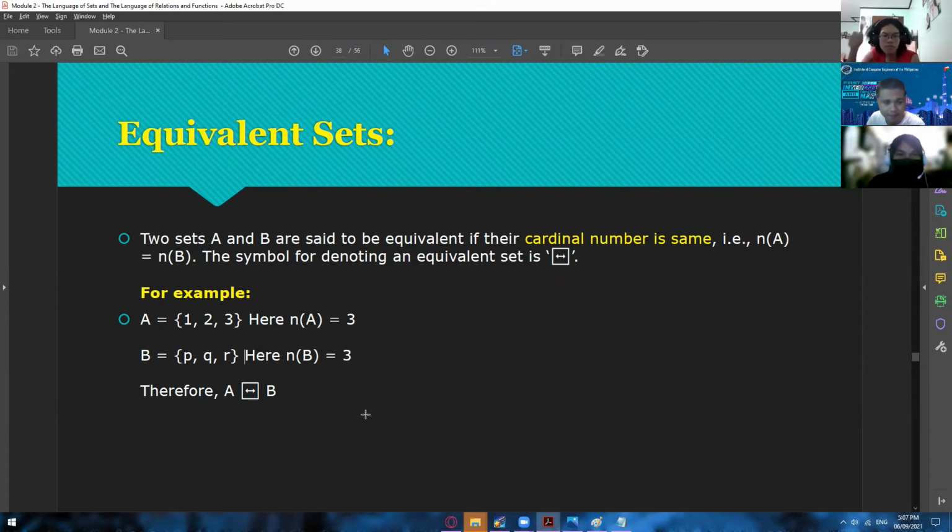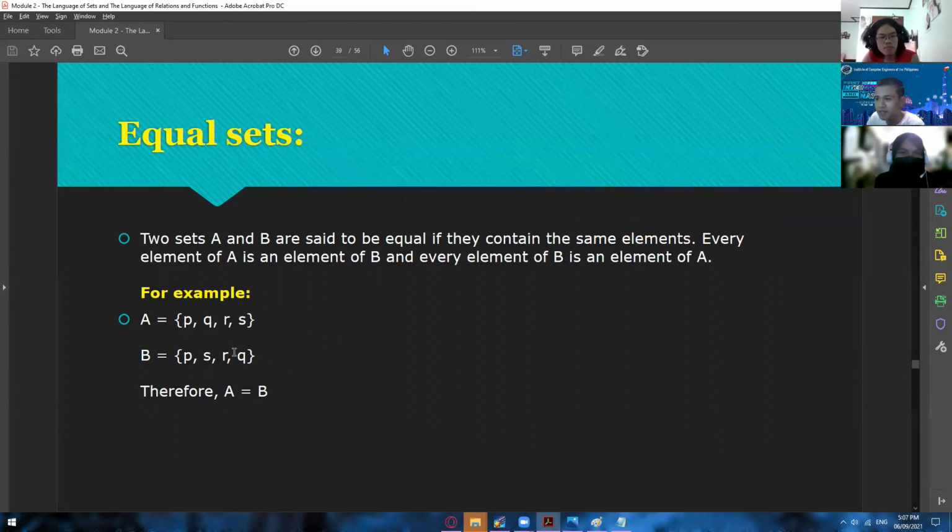And then the other one that we are talking about is where they must have the same elements. So this is not the one that we're talking about. So for the equal set, we call that one equal. Let's say A is equal to {P, Q, R, S} and B is {P, S, R, Q}. So therefore we can say that set A is equal to set B.